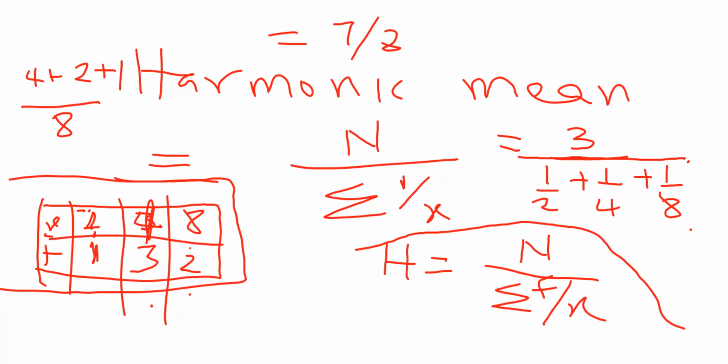So what's your final answer? 3.43. Good, you are correct. So the harmonic mean is equal to 3.43. That's how to find the harmonic mean of a set of numbers, and the formula I gave you is for a frequency distribution. Is it clear now? Yes. Finally, geometry.